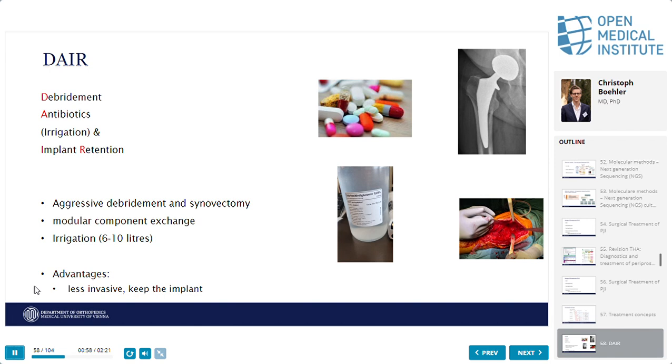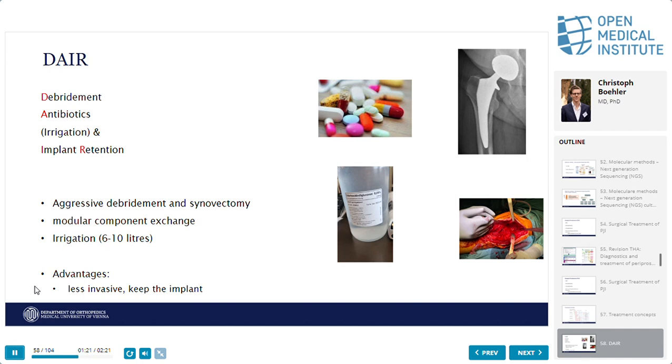Okay. Yeah, but we have a quite aggressive approach to that. Okay? What is the cutoff then? So 1 week you change? I'll come to that in a second. Yeah, good. This is the most important thing about the DAIR. Okay, and then you do the irrigation, 6 to 10 liters. The advantages are obvious. It's less invasive, and you can keep the implant.